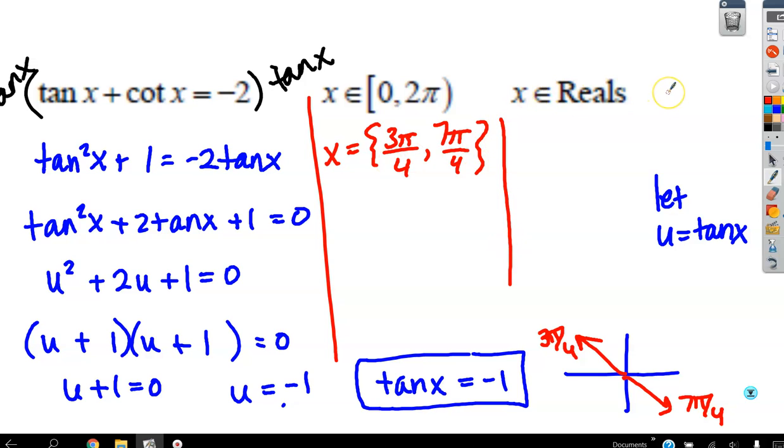What if I wanted the general solution? Well, this one is nice because they're evenly spaced apart. How far apart are they? Pi. So instead of having to do each one and saying plus 2 pi n, I can just say this one plus pi n.